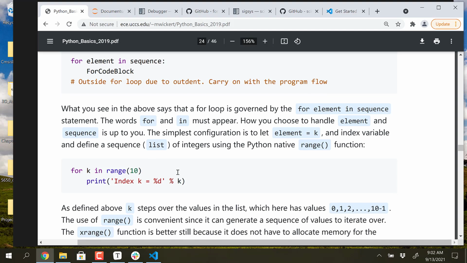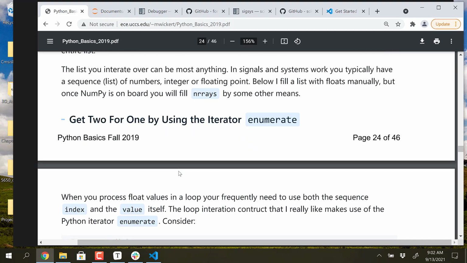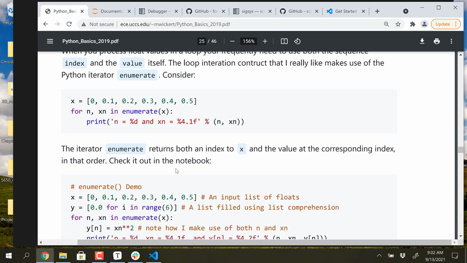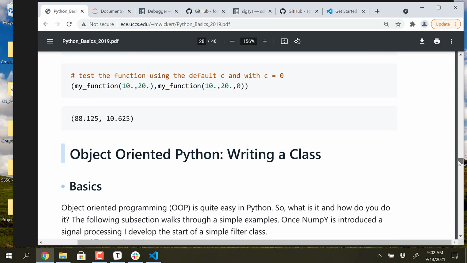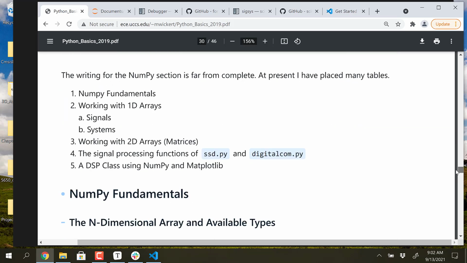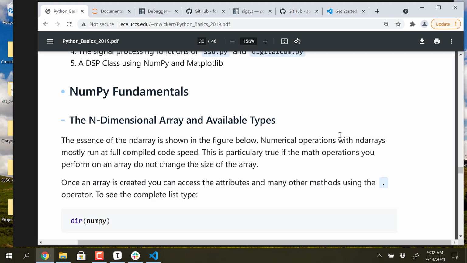This would be one way of getting it, and then this is the idea of what I call getting 2 for 1 with the enumerate. And a lot of other things are in here. In terms of the way we use Python, though, just in case, I also go through object-oriented, but the fundamental reason why I'm using Python is NumPy. If NumPy did not exist, I don't think Python would have been attractive to me at all.